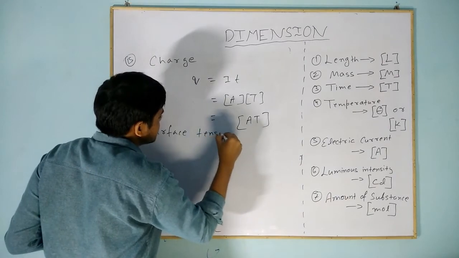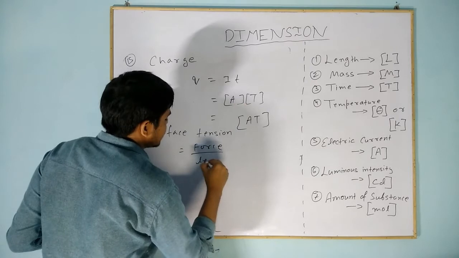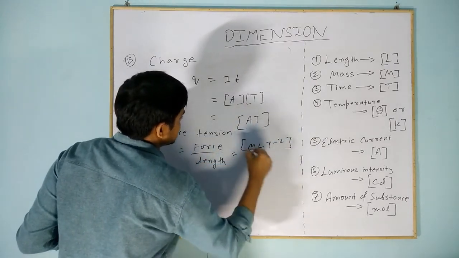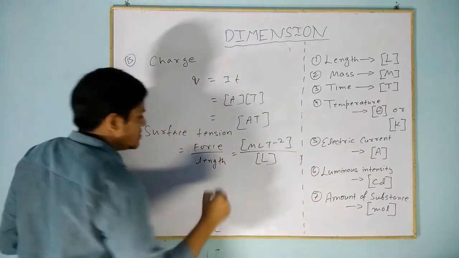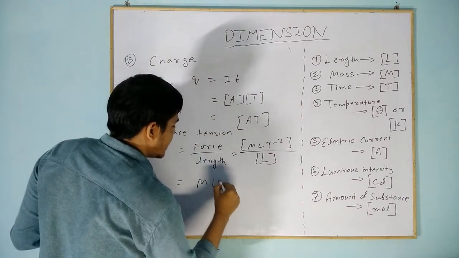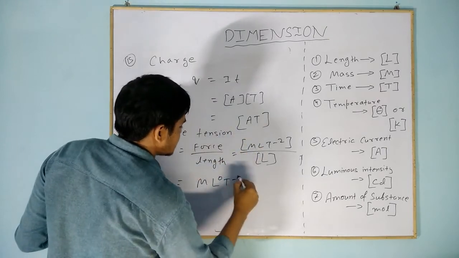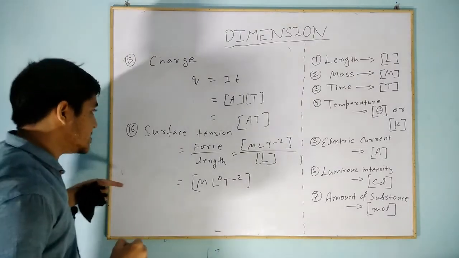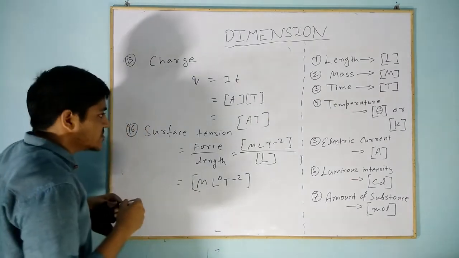Surface tension. Surface tension is force upon length. Since force has dimensional formula M L T raised to the power minus 2, and length has dimension L, the dimension of surface tension came out to be M L raised to the power 0 T raised to the power minus 2, because this L and this L will cancel out. This is the dimensional formula of surface tension, and we will say that the dimension of surface tension is 1 in mass, 0 in length, and minus 2 in time. Clear?